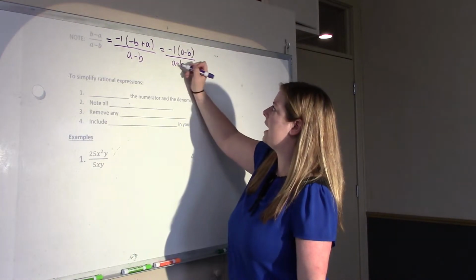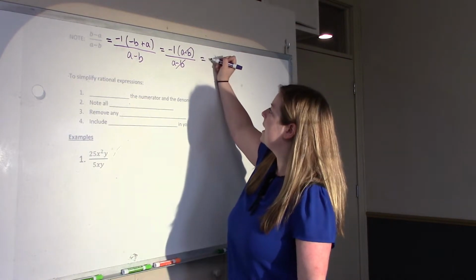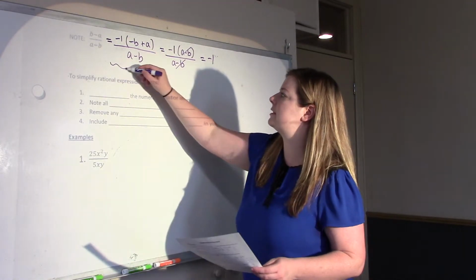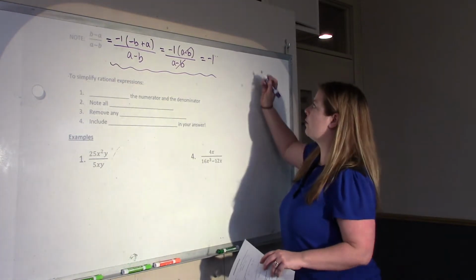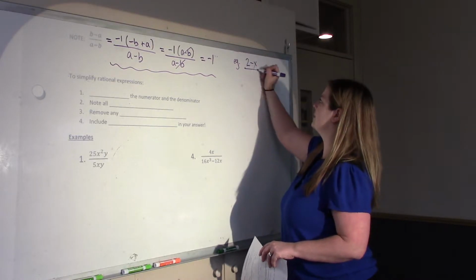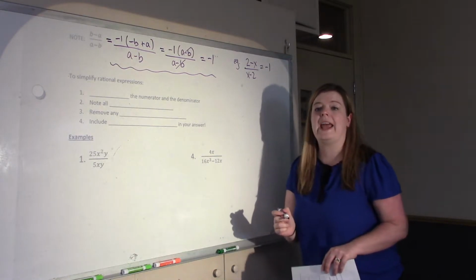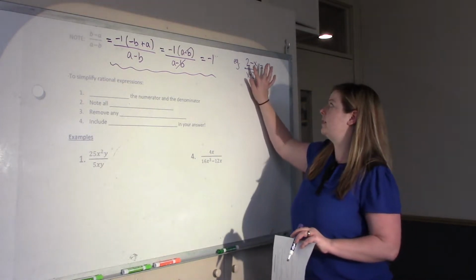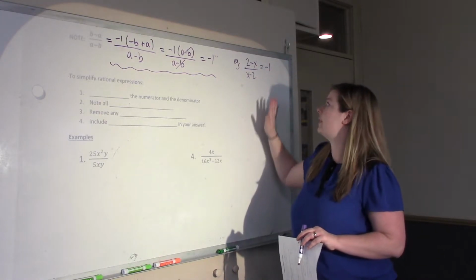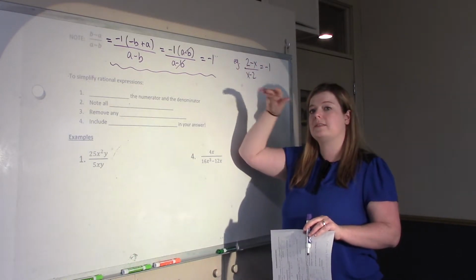And look, now I have the same thing on the top and the same thing on the bottom, but I'm left with a -1. So this is an important thing. Other examples of this, if you see like 2 minus x over x minus 2, that equals -1. Anything where you have the same numbers or variables, but they're just switched with a negative, it results in -1. You might want to highlight this, put a box around this, star it.